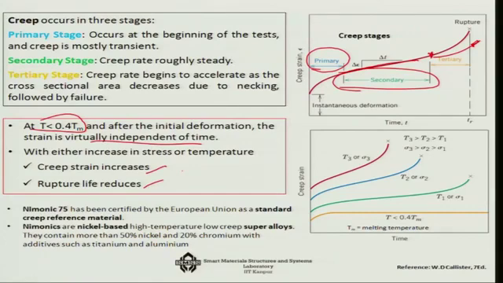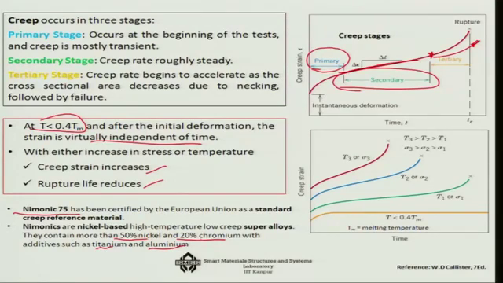Now, to do all these things, we use Nimonic 75. This is an EU, actually European Union standard, as the creep reference material. So, any new material you want to test, you test it with respect to Nimonic. These Nimonics are basically nickel based super alloys, okay, and they contain about 50% of nickel and 20% chromium, with some additives such as titanium and aluminum. So, with respect to this reference, you can actually measure what is the creep that is happening to the system.